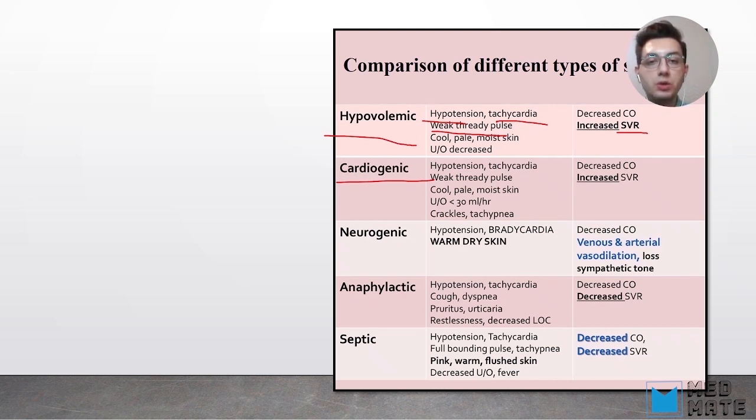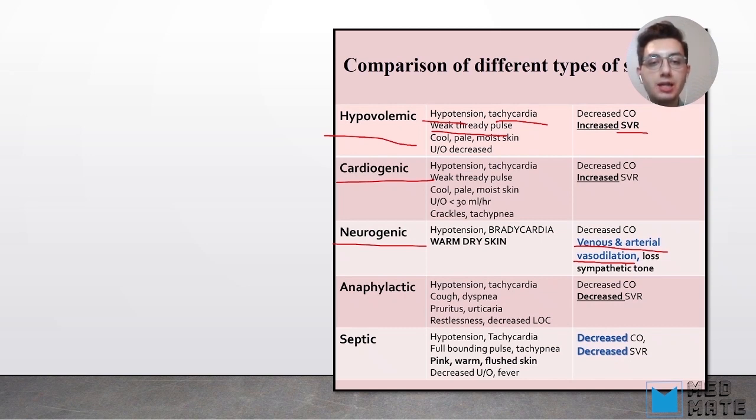We can have neurogenic shock, and that's when the neural pathways are defective. They cannot maintain the venous and arterial tone, and that causes venous and arterial vasodilation, which causes pooling of blood in the periphery, and that eventually causes neurogenic shock.